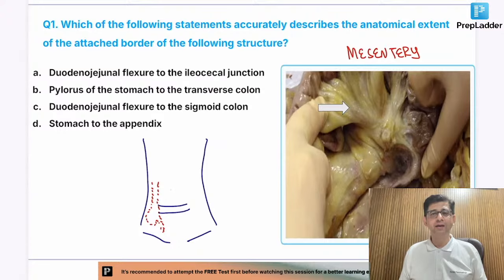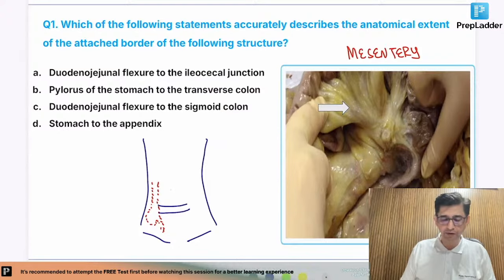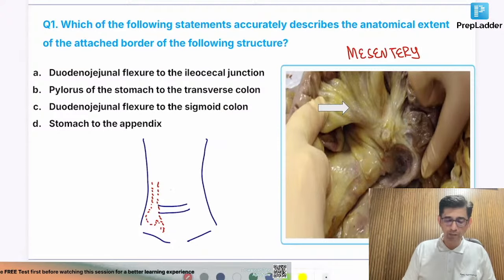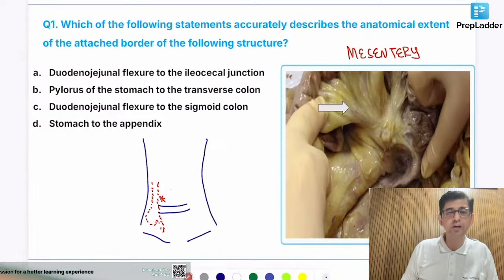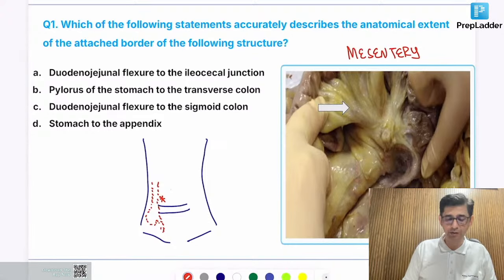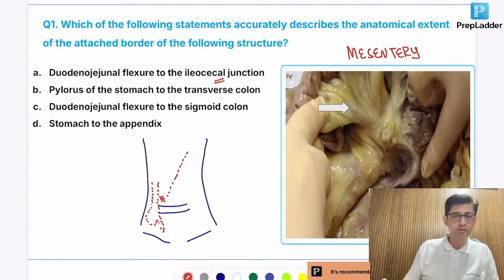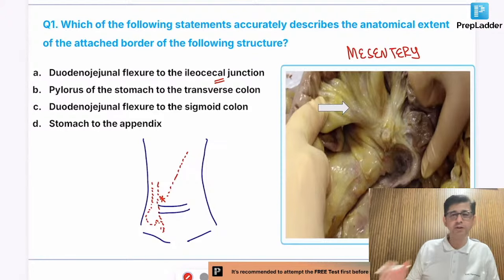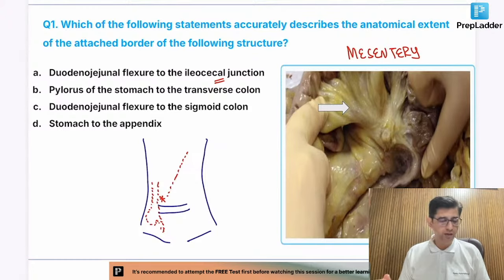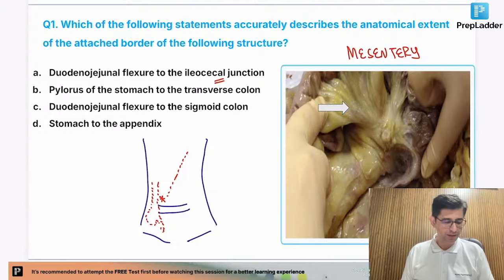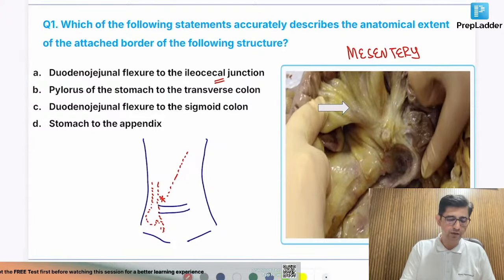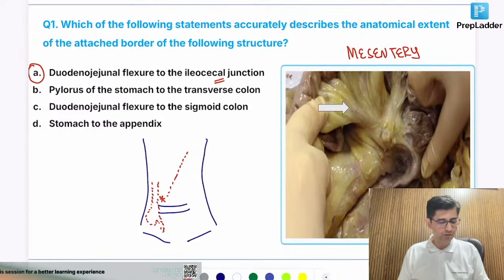Okay, I think it's a pretty straightforward one. Where does the mesentery start? One of the endpoints of the mesentery would obviously be at the ileocecal junction. So you can pick up the ileocecal junction and you are sorted for this question. The second point would be at the duodenojejunal flexure. Normally we read about the ligament of Treitz at the duodenojejunal flexure, which is the landmark for upper GI versus lower GI bleeding. But as far as this particular question is concerned, the answer would be option A, that is the duodenojejunal flexure to the ileocecal junction.